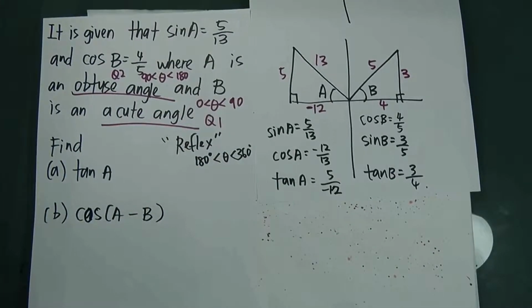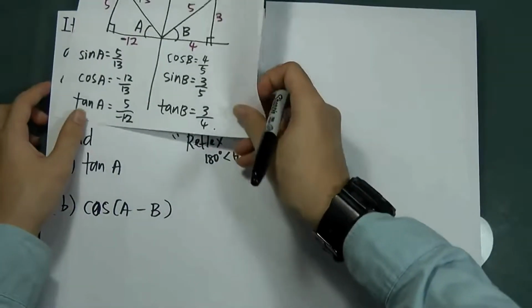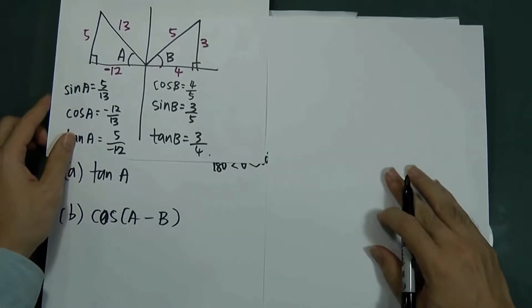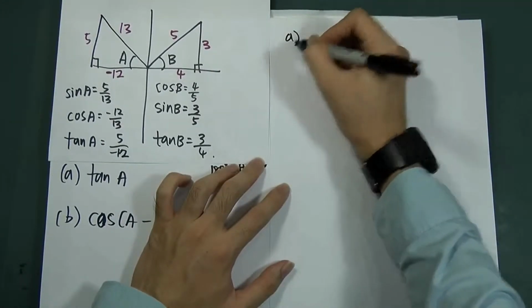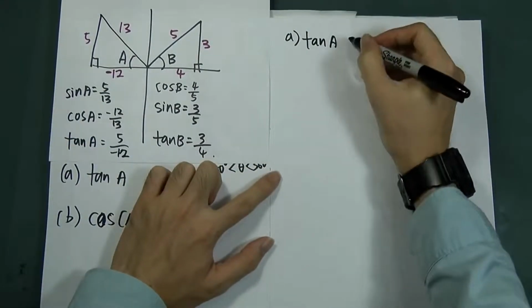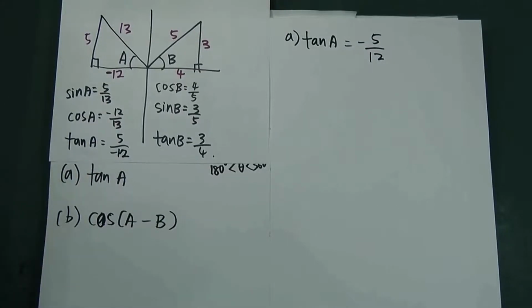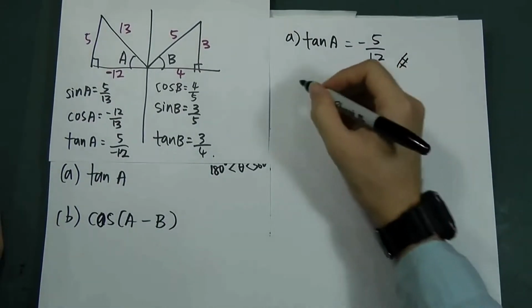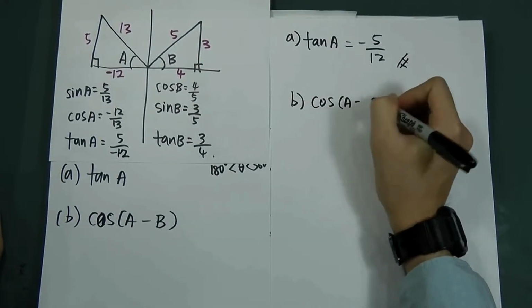It's not hard. Then we continue over here. So I'm going to put this one over here. The first thing he asked us to find is tangent A. Tangent A I already found is negative 5 over 12. It's over here, so I've done A. Now for B, what is cos of A minus B?